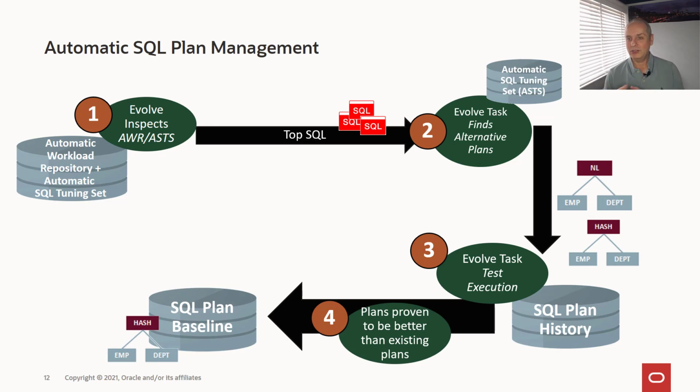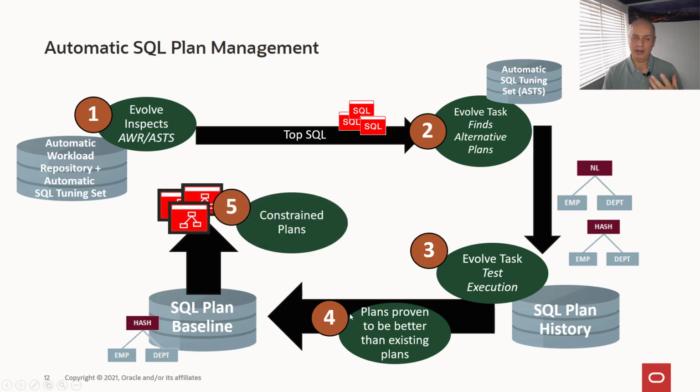The plans that are proven better and are shown to be better during this test execution phase, we can create SQL plan baselines for those plans. In other words, we create a set of constrained plans for the SQL statements that have regressed. And then essentially we start the loop all over again. It's a continuous process. Of course, we're going to monitor what we've done, and we go around the loop again and again. So it is a continuous process, not something that just happens once. It's a periodic loop, if you like.